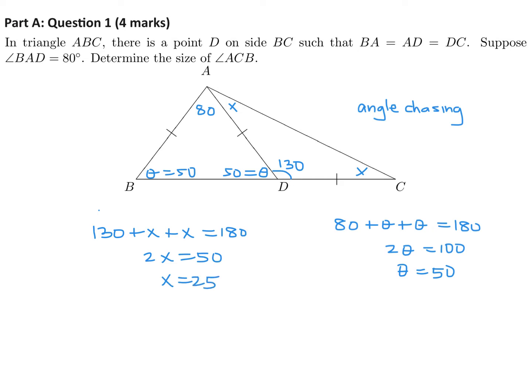So what do they want? ACB. ACB is this angle, which is essentially x. So angle ACB is equal to 25 degrees.